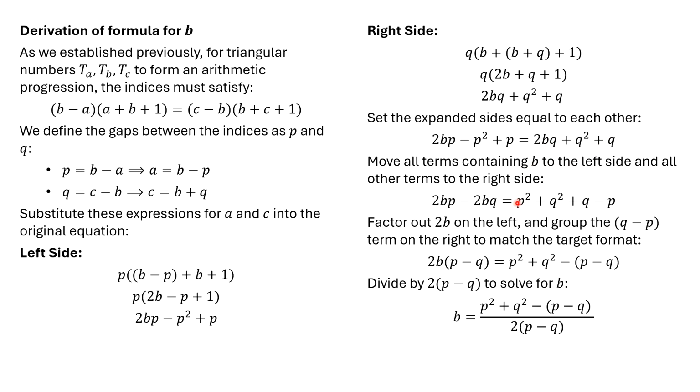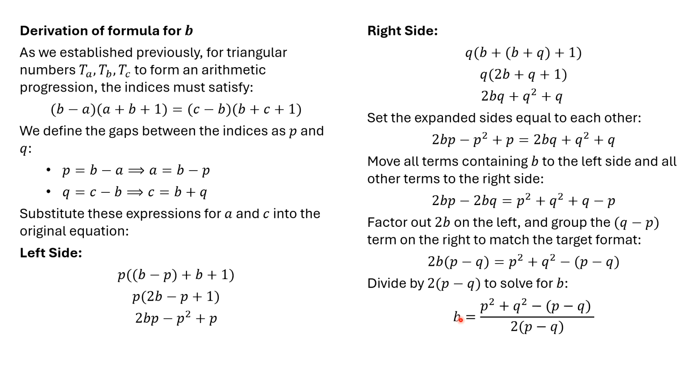Then we move the terms with a b in it to the left and all the other terms to the right. So we subtract this, and then we add p squared, subtract p. We get this here. Then we factor out a 2b from this left side. And the right side we just slightly rewrote as minus the quantity p minus q. And then we divide both sides by 2 times p minus q to solve for b. And we get this. And if you recall, that was the formula for b that we had from a few slides back. Okay, that's it for this problem.